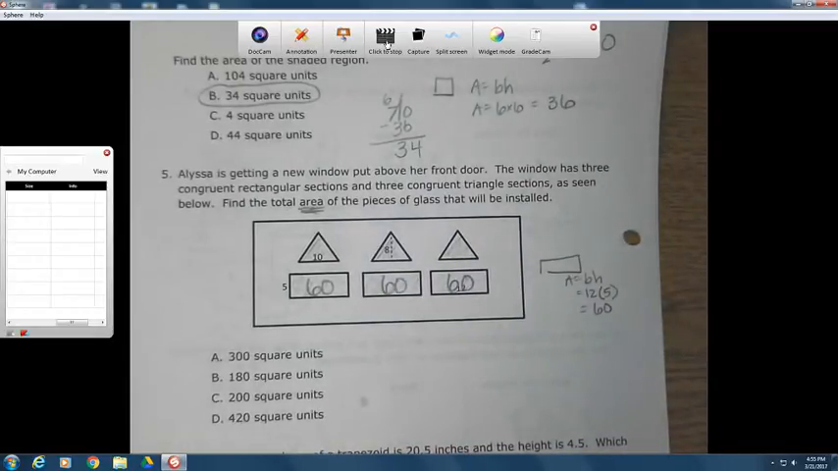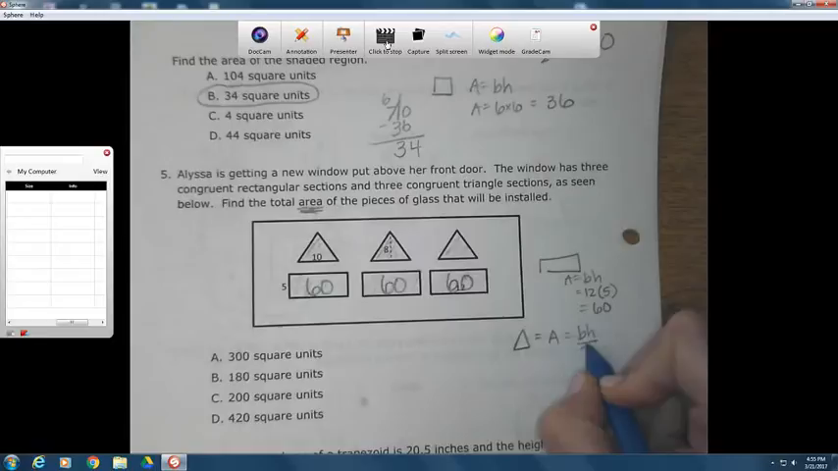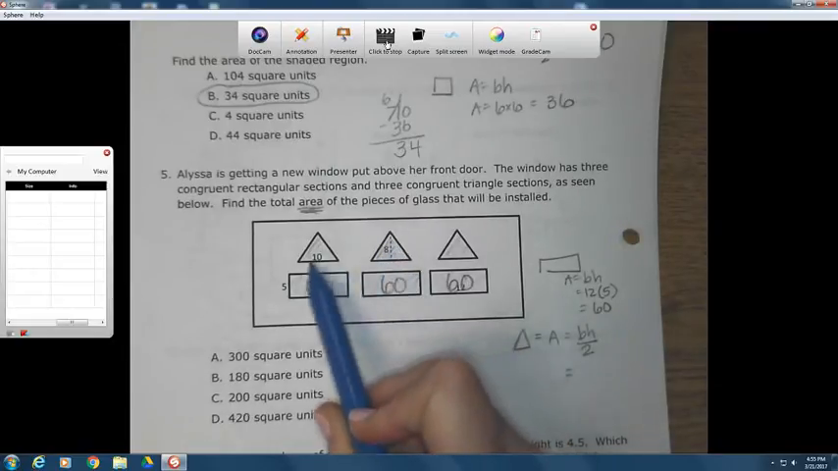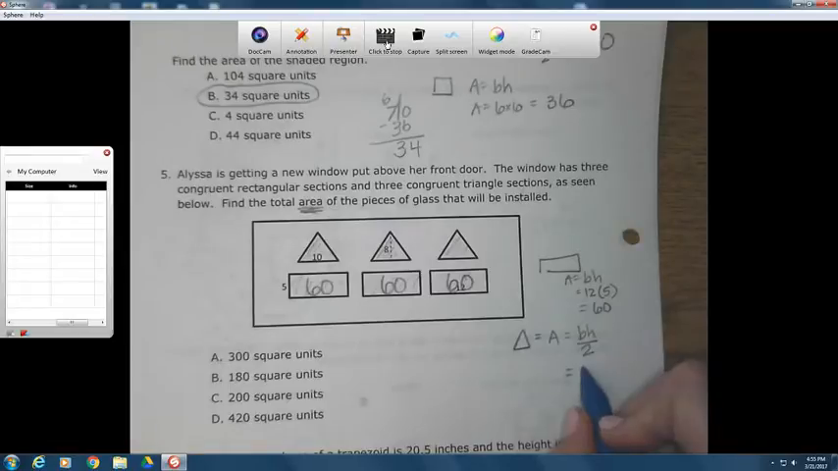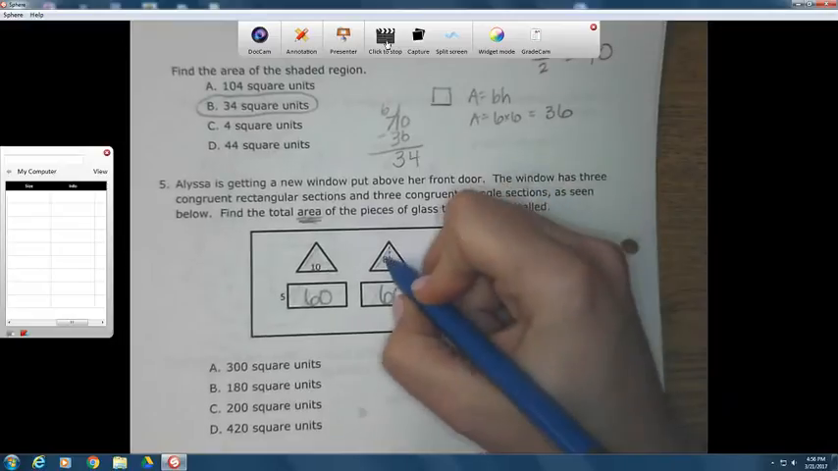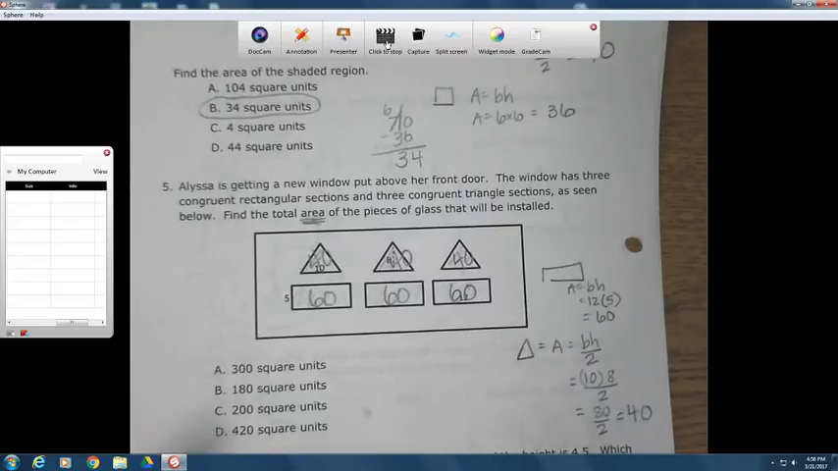Then I have to find my triangles. Well, triangle, the area equals base times height divided by 2. So I need my base. My base is 10. My height is the dashed line, and it's 8. And all of them are the same because it says they're congruent. So base is 10 times the height, which is 8, divided by 2. So this equals 10 times 8 is 80, divided by 2 is 40. So I know that's 40, and that's 40. Well, finding the area of all of that, I have to add it up.